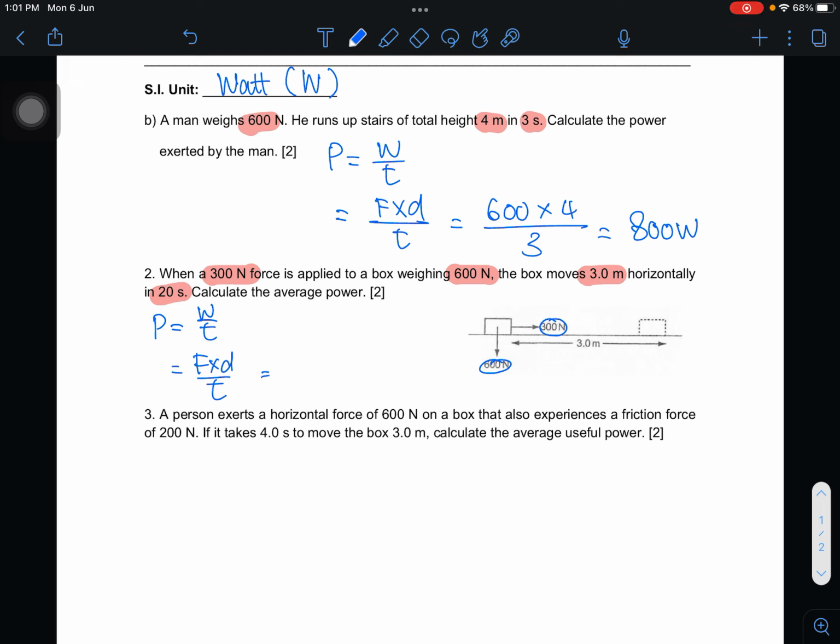So that equals 300 multiplied by 3 over 20 seconds. So the answer should be 45, is it? Yep, 45 watt.